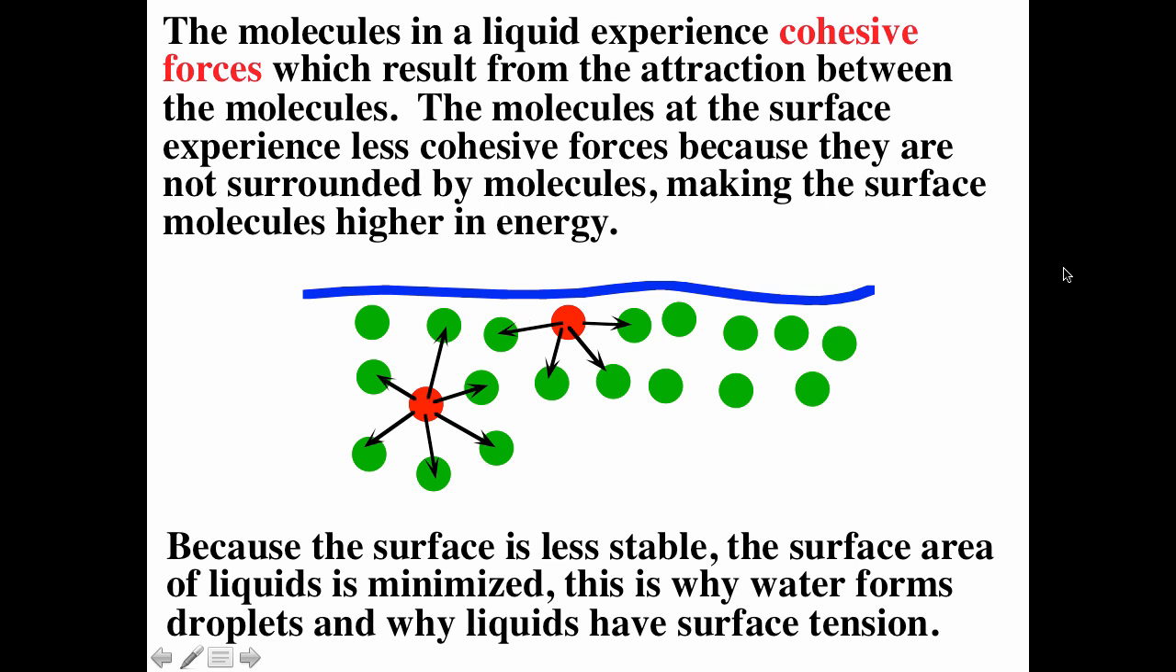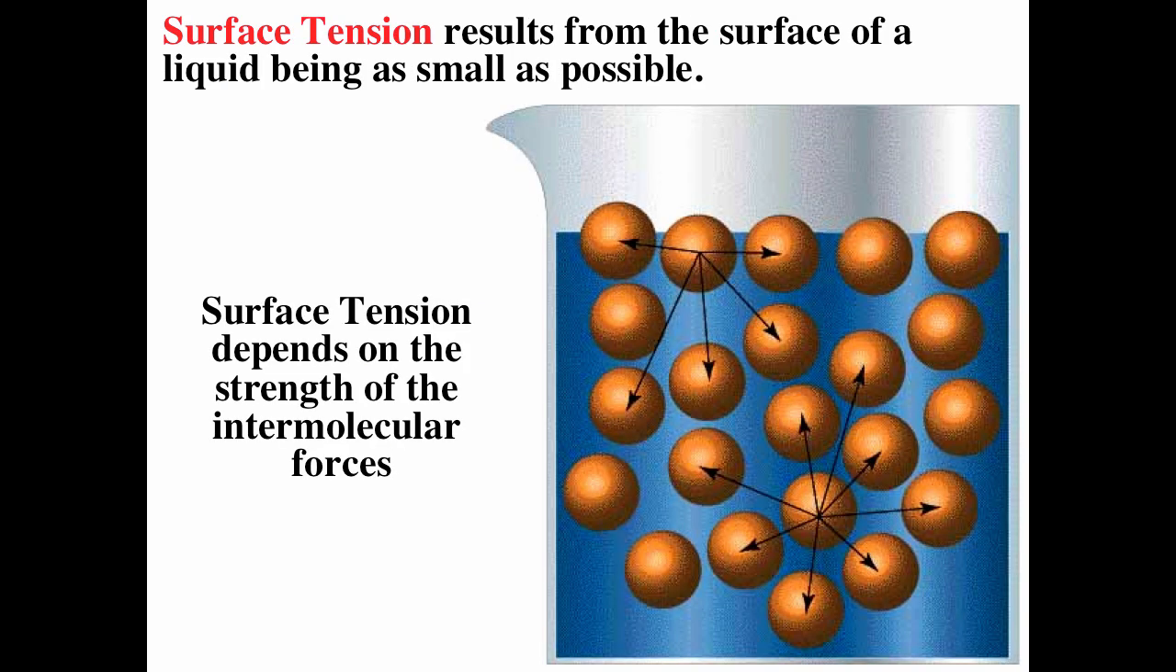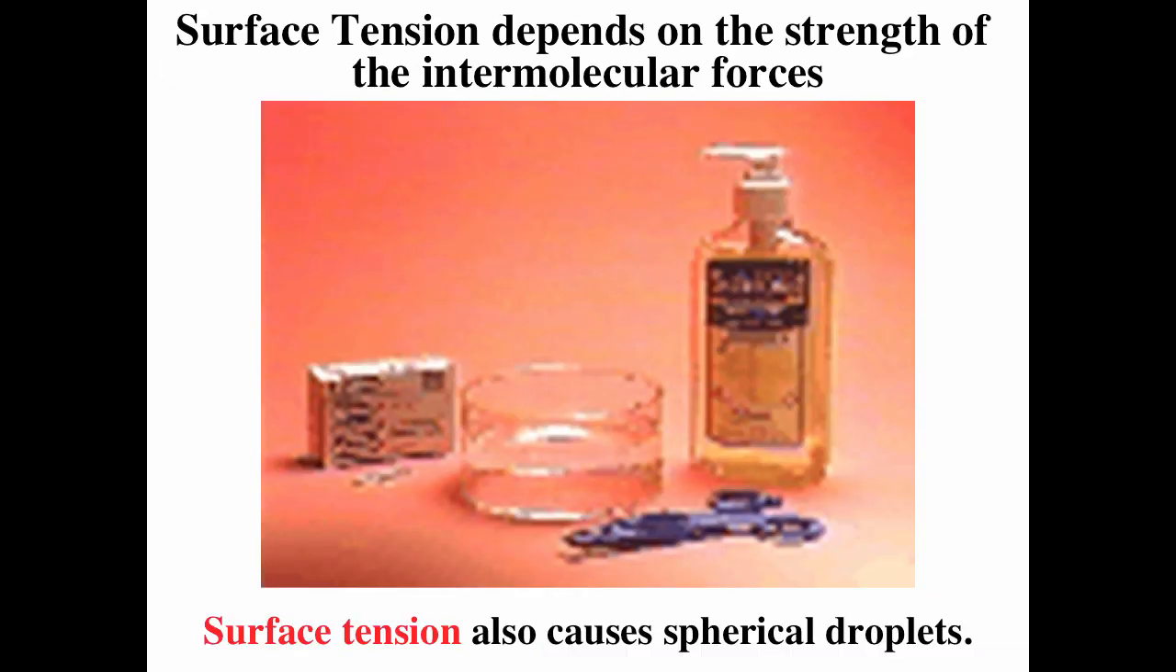And so this is why water forms drops. A sphere is a shape that has the minimum amount of surface per unit volume. It also results in surface tension. Surface tension is just the result of the surface being as small as possible. And so that's why sometimes it goes up a little bit on top. And so again, the surface is less stable than the bulk because the surface has less cohesive forces than the bulk. Now, surface tension is also why you can float things on water because it takes a little bit of pressure to actually break through the surface.